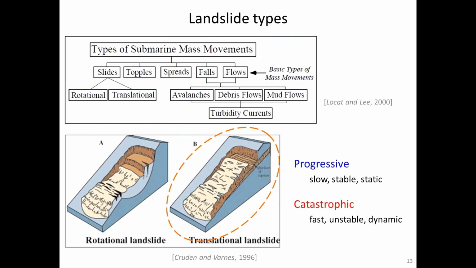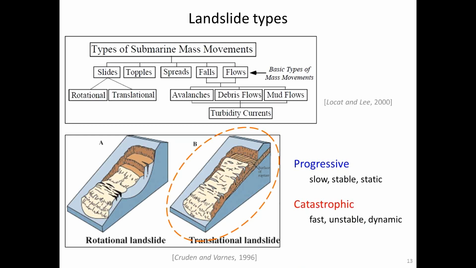And in terms of the speed of the landslide, we can say that there are progressive landslides and catastrophic landslides. When we say progressive landslide, this is a pretty slow landslide, typically maybe a few centimeters per year. So we can say that this is a pretty stable landslide, and we can probably analyze that one in a static model.